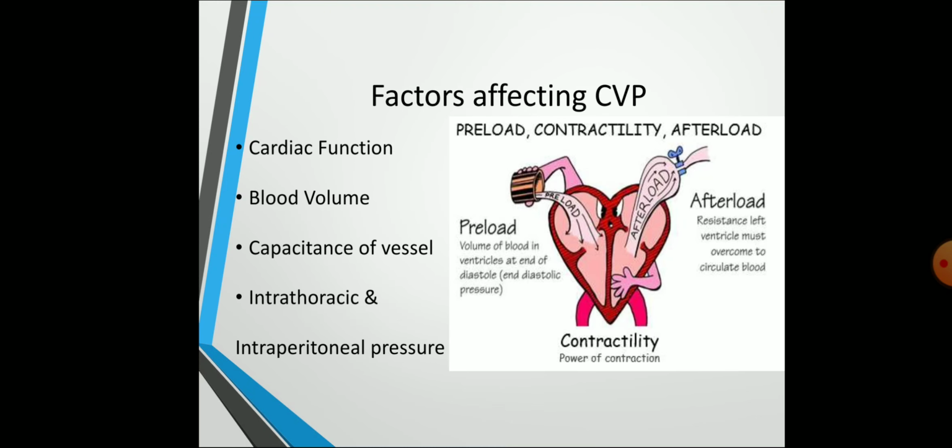Now you come to factors affecting CVP. Like blood pressure, CVP is affected by preload, contractility and afterload. Now what is preload? Preload is the volume of blood in the ventricles at the end of diastole.